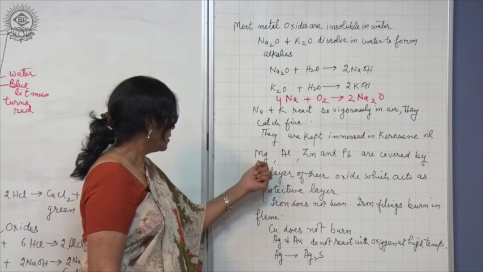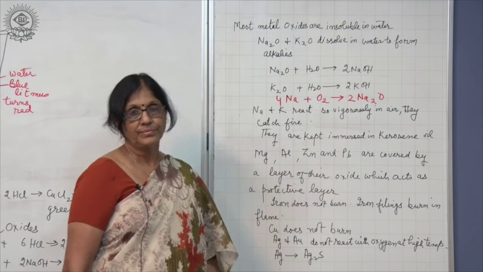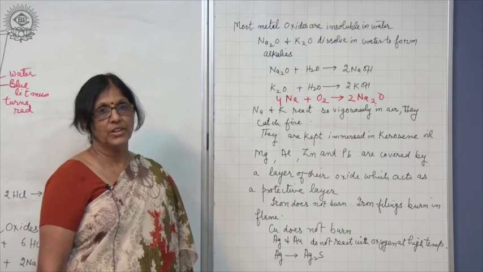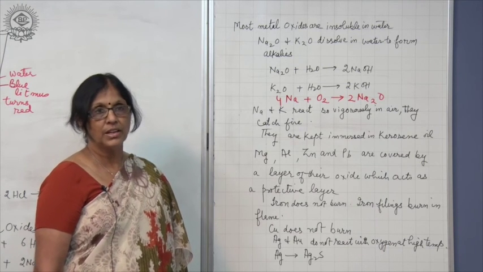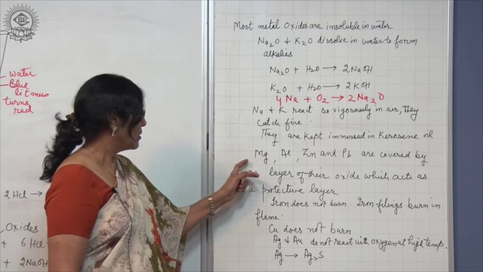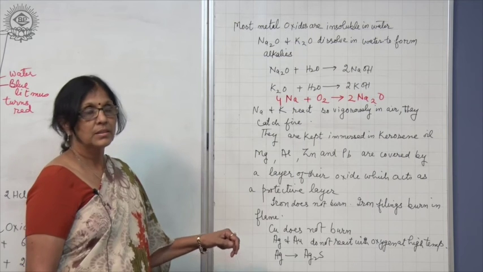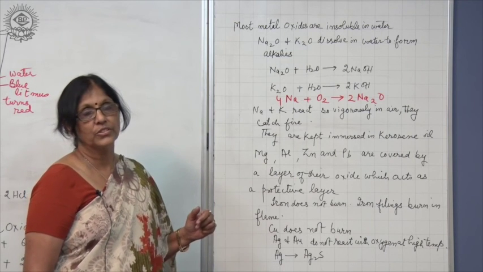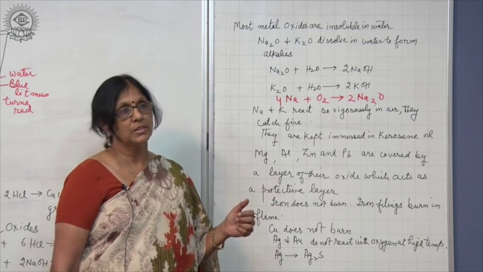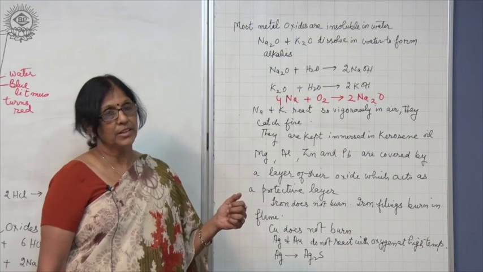Now, also these metals like magnesium, aluminium, zinc and lead continuously keep reacting with the oxygen present in air, and they get covered with a layer of their oxides. Now, this oxide layer protects these metals from further oxidation. The metal underneath does not further undergo oxidation. The oxide layer acts as a protective layer.